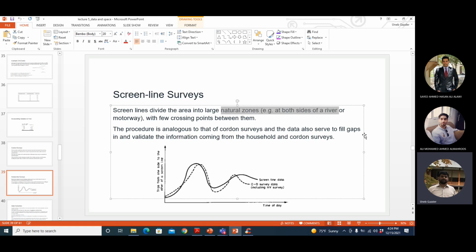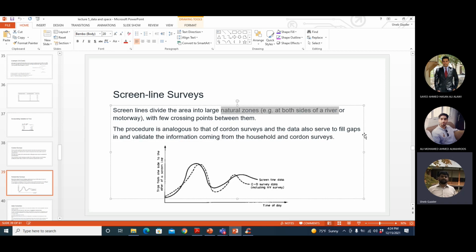So the procedure for a screen line count is similar to cordon count. You take the help of the police or any authority, you stop some vehicles which are crossing the screen line, and you give them the questionnaire, ask them to return it by post. Okay, and you can also collect data for the external boundary of the area.